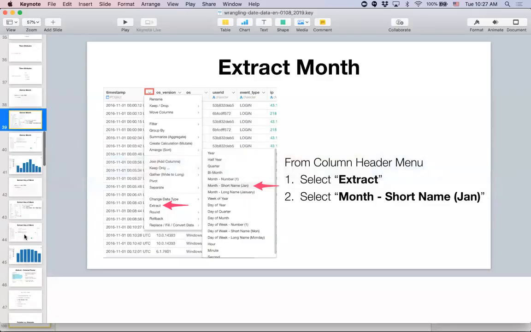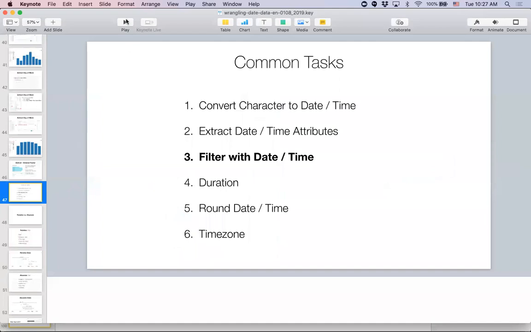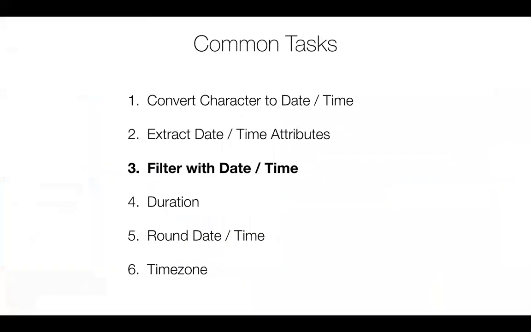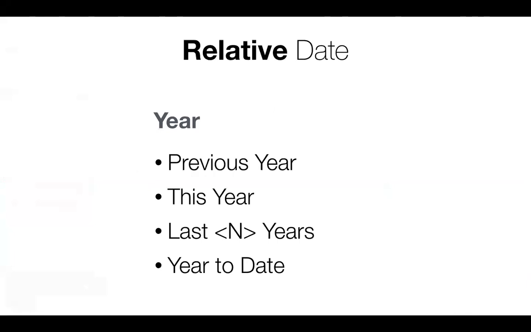Okay, so that's extract. And the next one I'd like to touch on is filter. Date and time data type is very unique. It's different from number or character or other data types. So therefore, the kind of thing you can do with filter is slightly different as well. First, there's a concept called relative and absolute. Relative date means, for example, you might want to say, hey, previous year, or last year, or next year, or this year, or you might want to say last 3 years, or year to date, right? Just for that year. And it's the same thing for the months and the day and all other stuff.